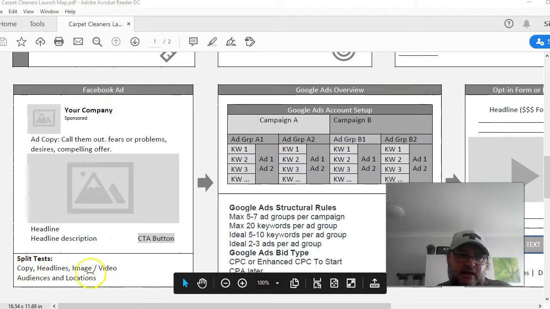And you've also got to have a compelling one very short line here and a little description. And then what you want to do is you've got to target audiences and locations. Now, we already did that up in our avatar.